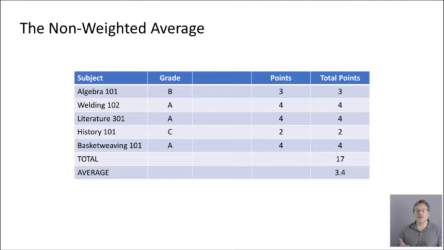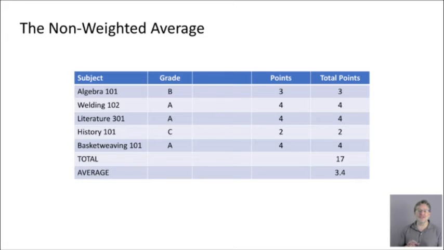Okay. Well, usually what happens when we do this is we assign each one of those grades a kind of point value, and you can see that in the 4th column over, the points. So B's have a point value of 3, A's have a point value of 4, C's have a point value of 2, D's have a point value of 1, F's have a point value of 0. And so as we assign those points, we can then, in the last column, simply add up all those points and then divide by the number of classes. And the result there is a grade point average of 3.4. That's a kind of B plus, A minus kind of average there. So that's the non-weighted average.